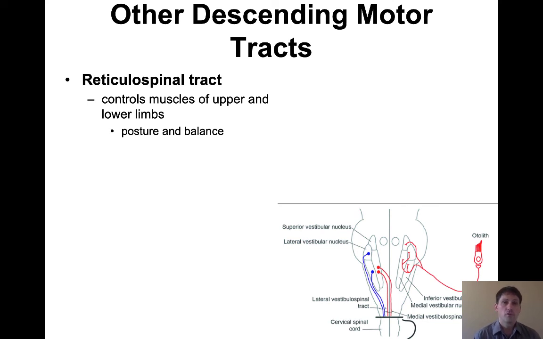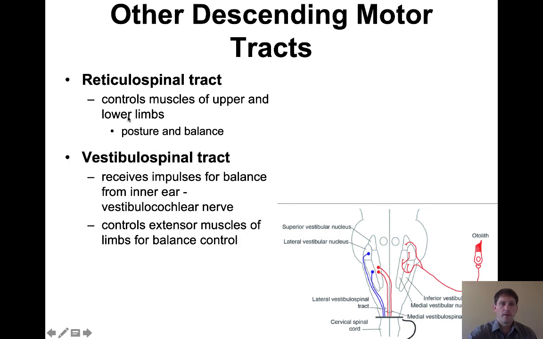Another one that you should know about is the reticulospinal tract. This is going to help control muscles in our upper and lower limbs and is responsible for posture and balance. And then our vestibulospinal tract is bringing in information from our inner ear, and so that's helping us again control our muscles and our limbs for balance.